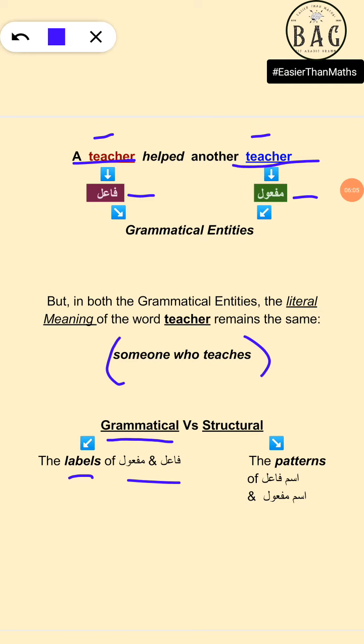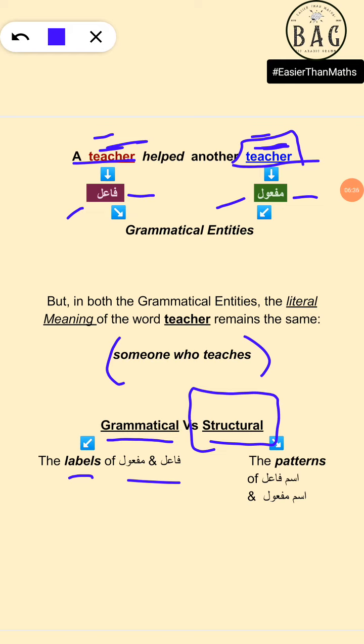Okay, and fa'il and maf'ul are just another addition to those grammatical entities or grammatical labels. That's the first thing. Now, what about the structural thing? This structural thing is simply the literal meaning of the word in question. Here we have the literal meaning of someone who teaches. That remains the same in this as well as this instance.